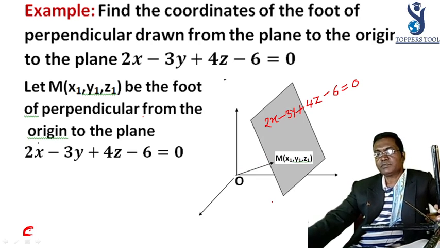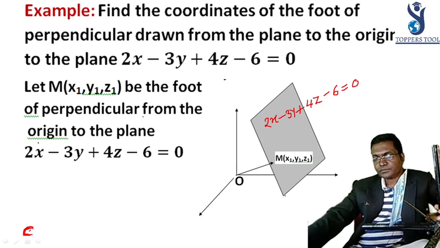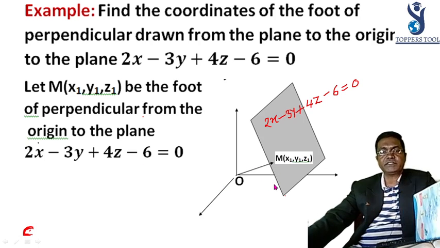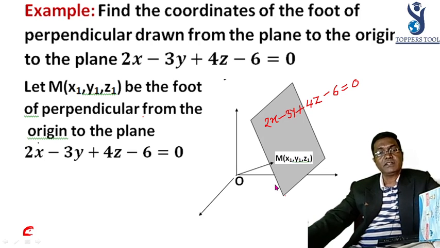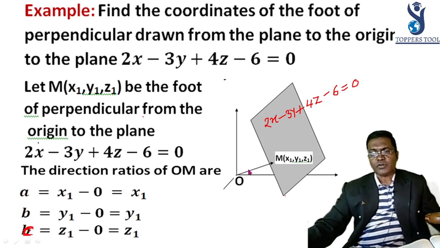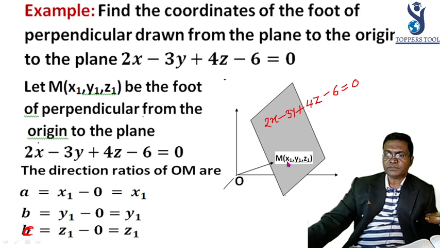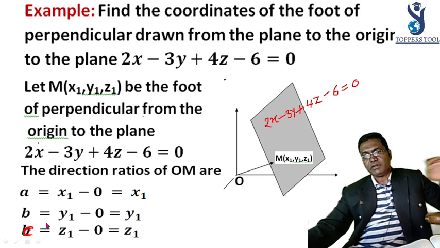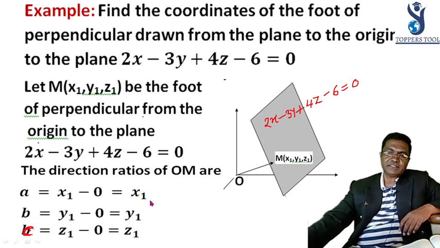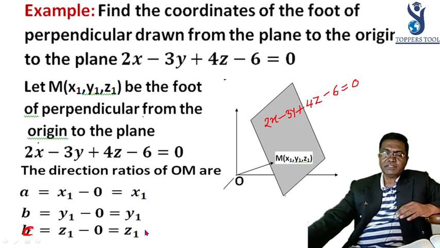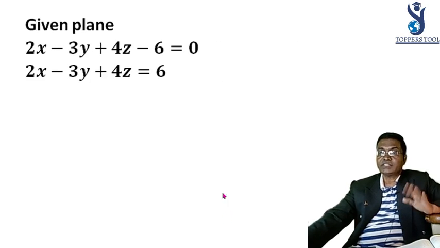Conceptually you will understand. What are the direction ratios of OM? We know that the direction ratios of the line joining two points are x2 minus x1, y2 minus y1, and z2 minus z1. So the direction ratios of OM are x1 minus 0, y1 minus 0, z1 minus 0. That gives you x1, y1, z1, so they are denoted by A, B, C. Now we will move to find the direction cosines.